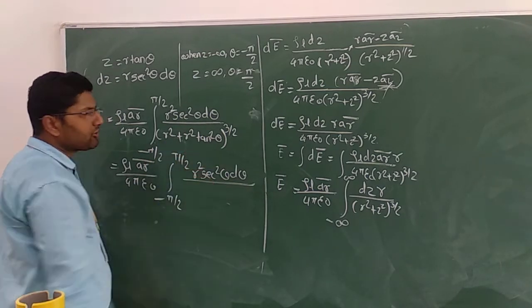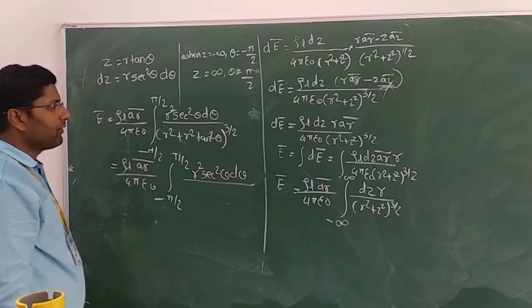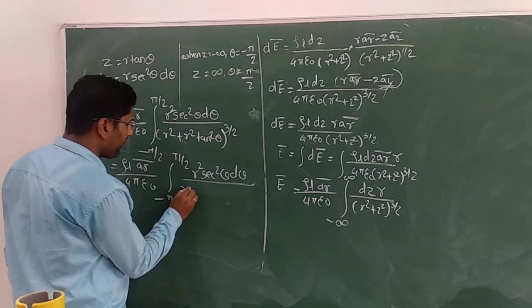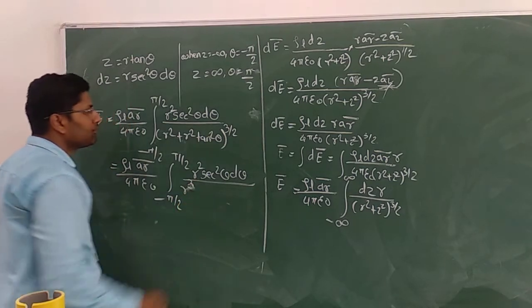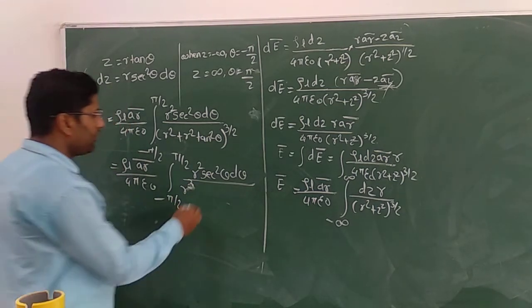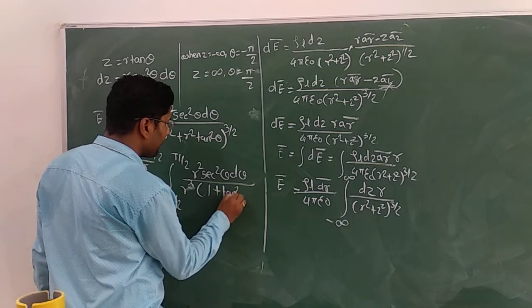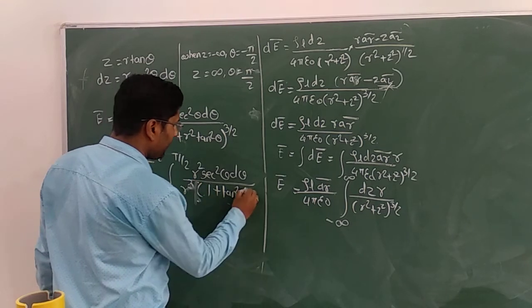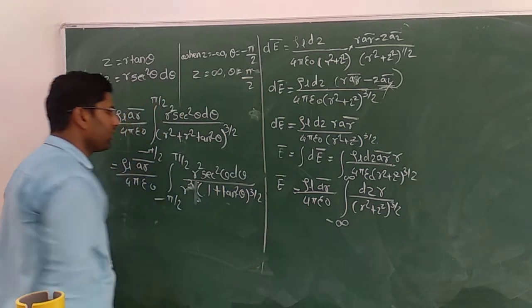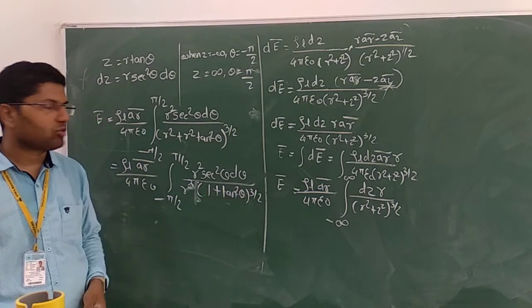Now r square gets cancelled, and we take a common factor: r square raised to 3 by 2, that is r cube, times 1 plus tan square theta raised to 3 by 2. Okay, what is remaining inside? 1 plus tan square theta raised to 3 by 2.